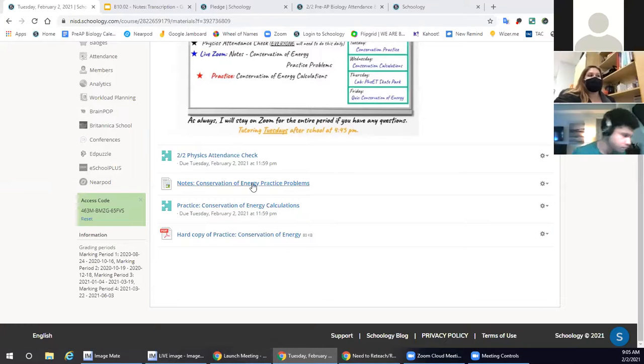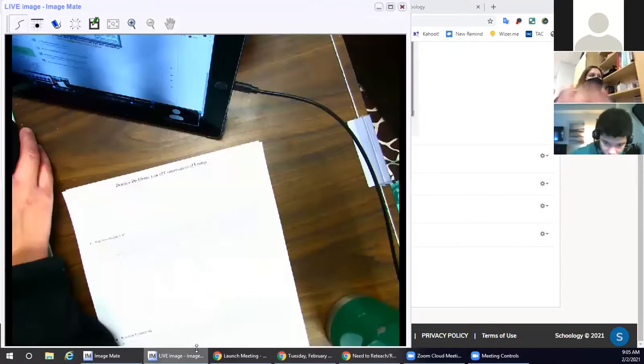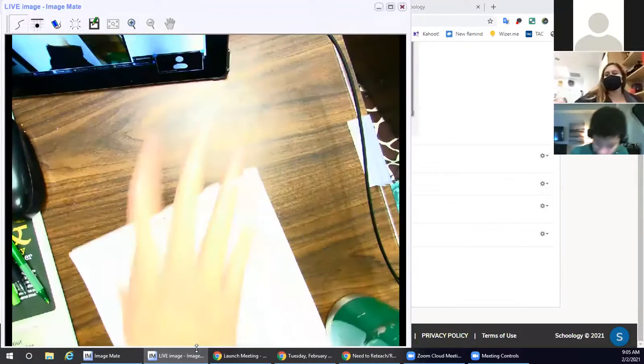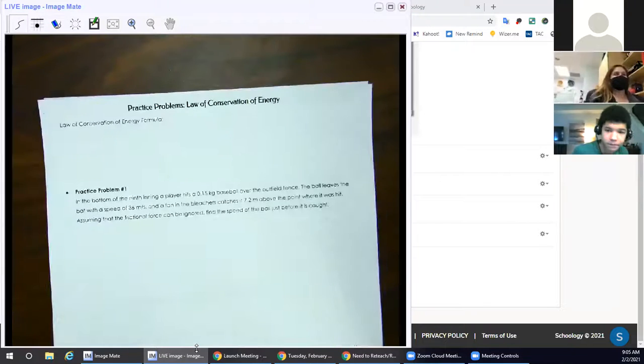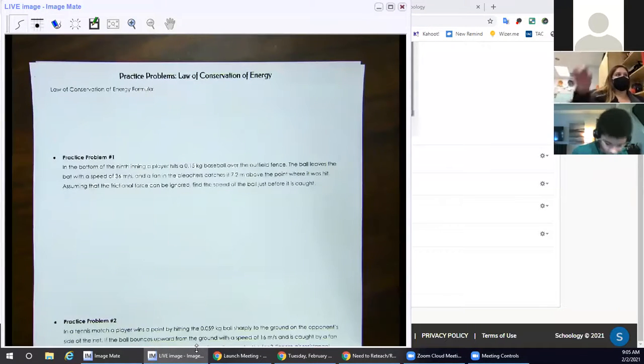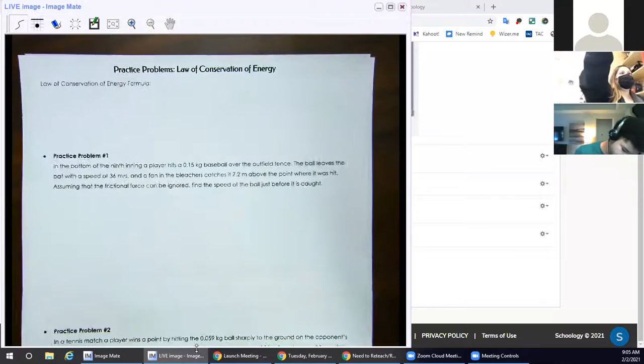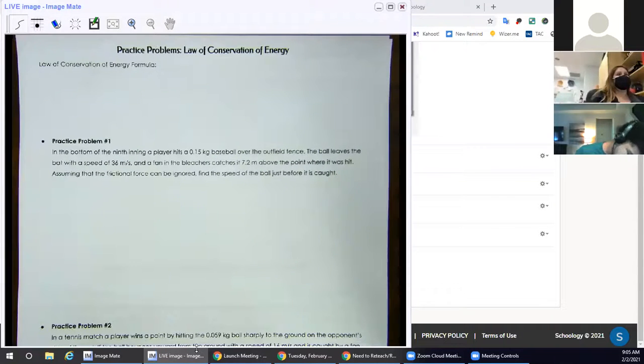I shared the paper I'm going to be doing with you. So yours should look like this. Zoom in on that. We're going to do the first 3 today, and then we'll do the next 3 tomorrow.